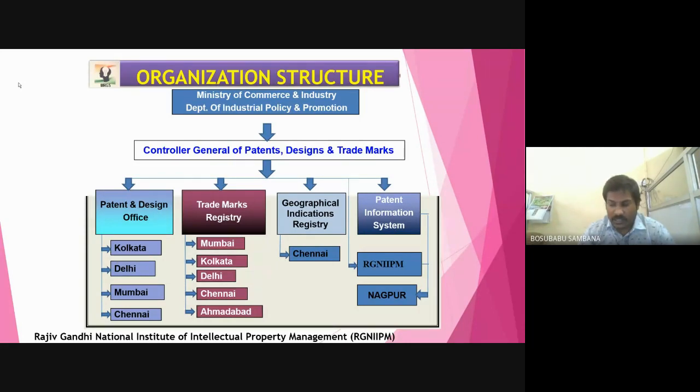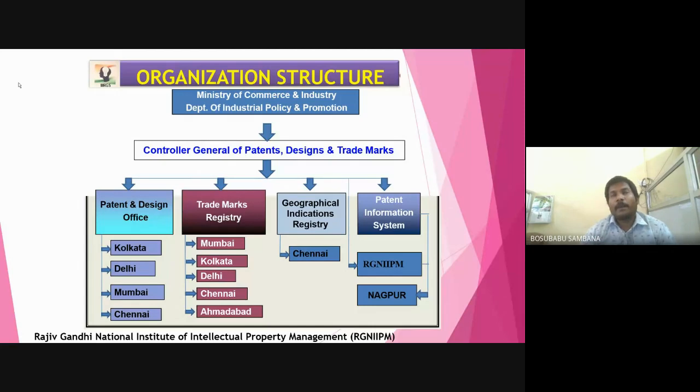For geographical indications, there are four offices: Kolkata, Delhi, Mumbai and Chennai. We come under the Chennai Patent Office. South India, North India and East India or West India. Patent and design offices are also there: Kolkata, Delhi, Mumbai and Chennai.